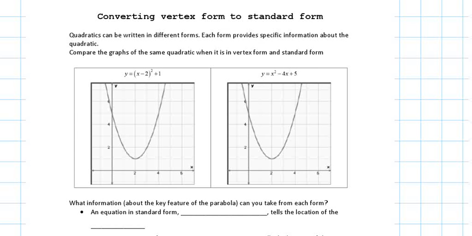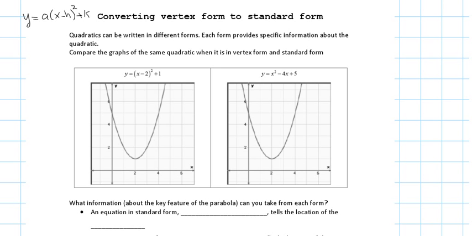So our second lesson is converting vertex form to standard form. We talked about the vertex form, and we said that it looks like y equals a(x minus h) squared plus k, where a, h, and k are numbers. A cannot be 0, h and k can be whatever. Now, what is the standard form?